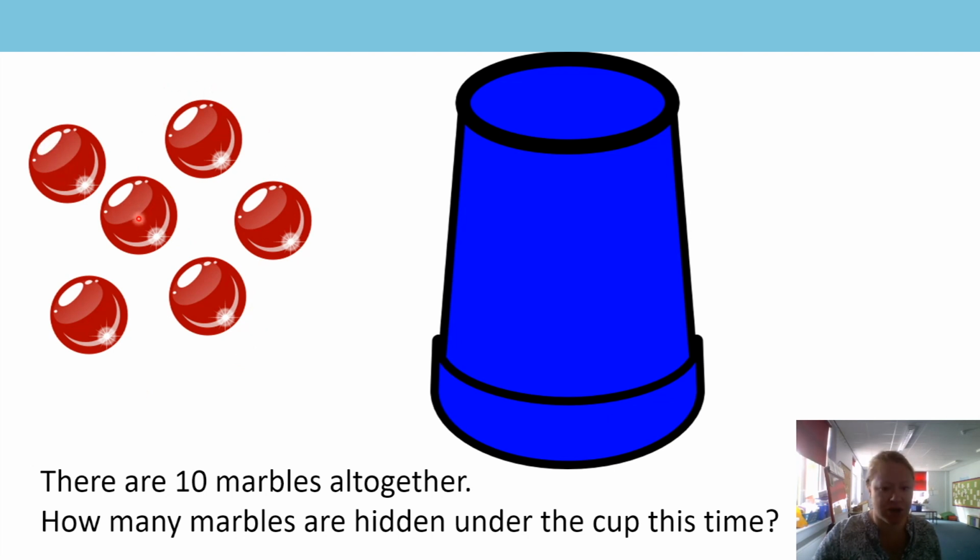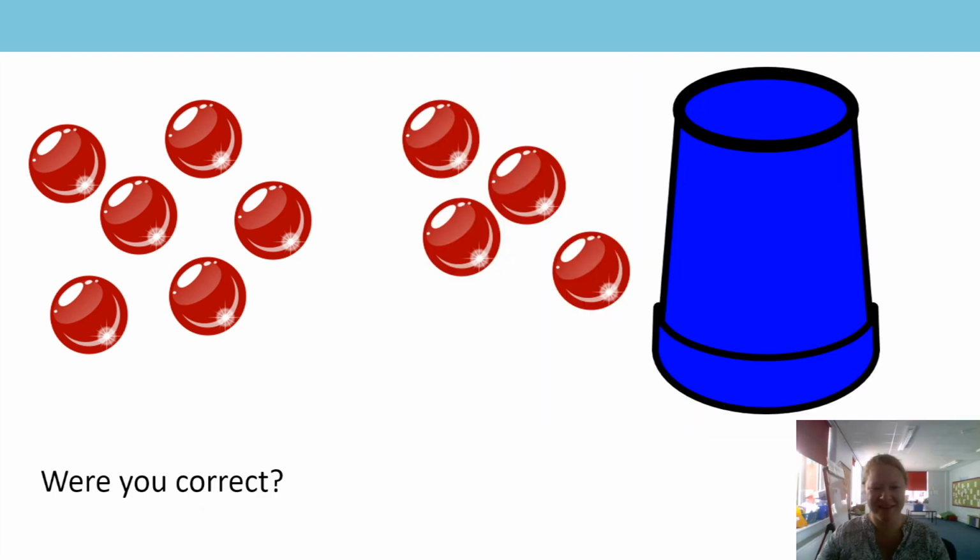1, 2, 3, 4, 5, 6. So we have 6 marbles outside of the cup. How many under there to make 10? 10 is made of 6 and... Some of you might know, but we can also use our hands. 6 and... How many fingers have I got here? 4. Let's check. Were you correct? Did you work out that there were 4? Well done, I bet you did.